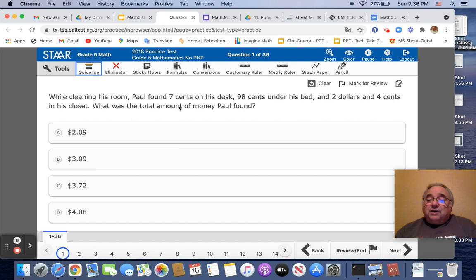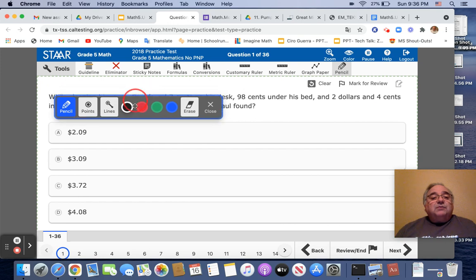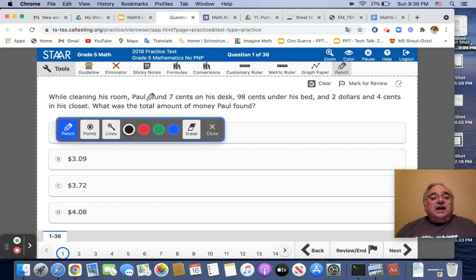So I'm going to read the problem I have currently. When cleaning his room, Paul found 7 cents on his desk, 98 cents under his bed, and $2.04 in his closet. What is the total amount of money Paul found? So now I can do one or two things. I've already read it, so the next thing I got to do is underline. I can use my pencil. I can move this out of the way, and I can go ahead and underline this.